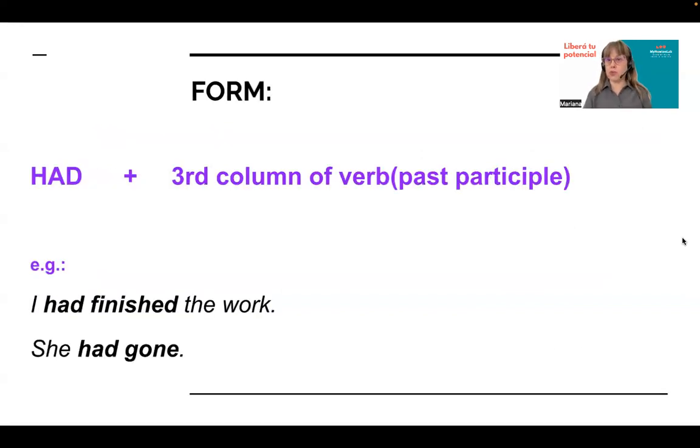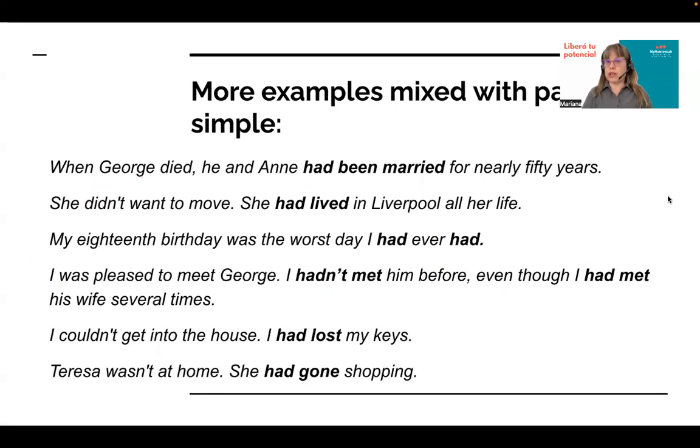In form, we have to remember that we use had, which here is not the past of tener, it's not tuve, okay? It's an auxiliary, like when you study the present perfect, the same. And we combine it with the third column of the verbs. So you've got to remember your past participles. Examples: I had finished, she had gone. So remember that when the verbs are regular, second and third column are the same, with -ed. The changes occur for the irregular ones. Let's have a look at more examples.